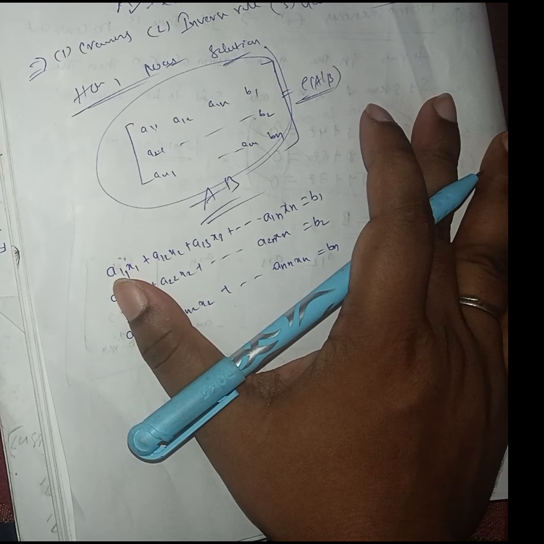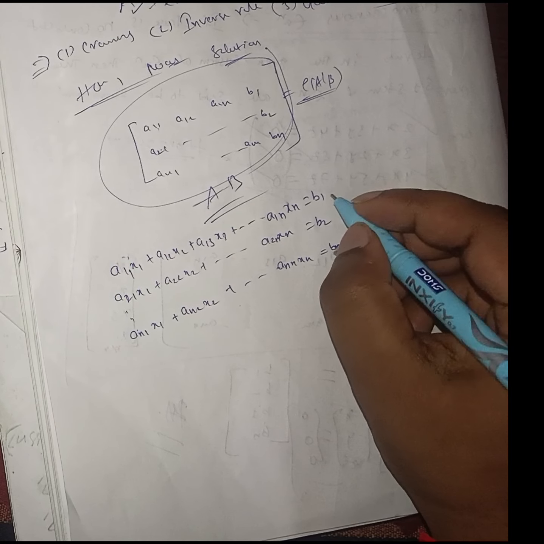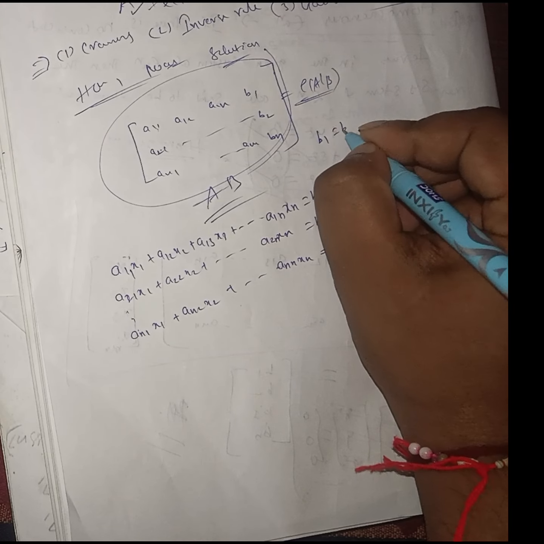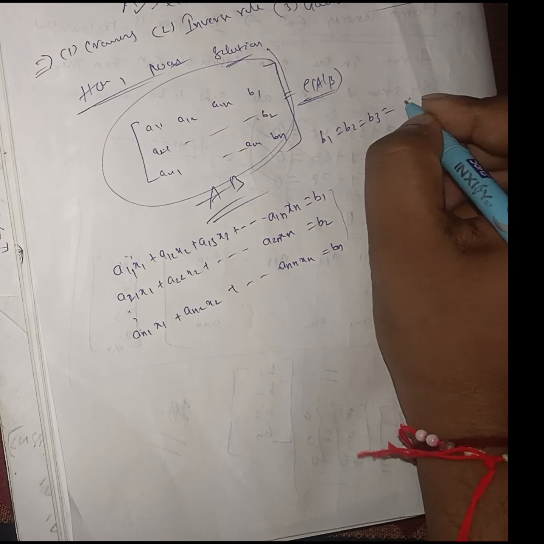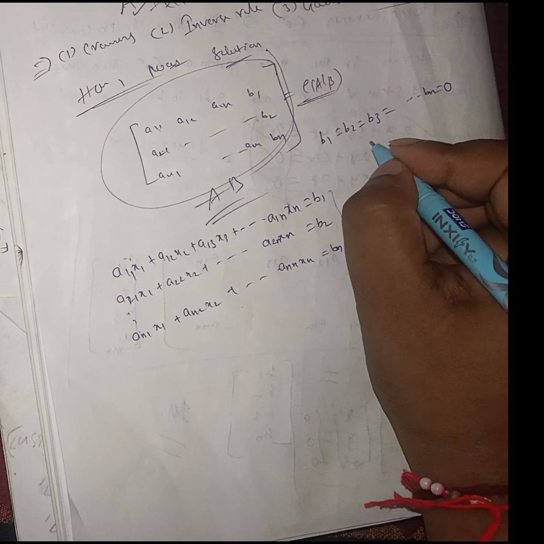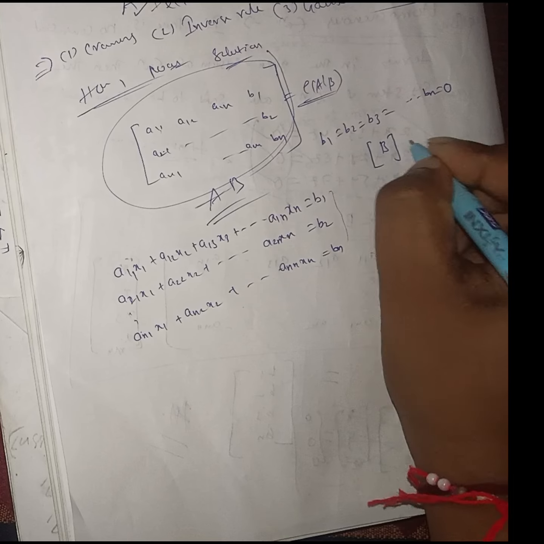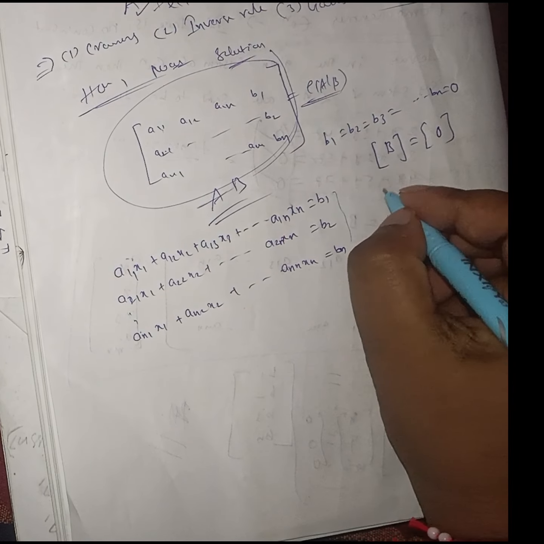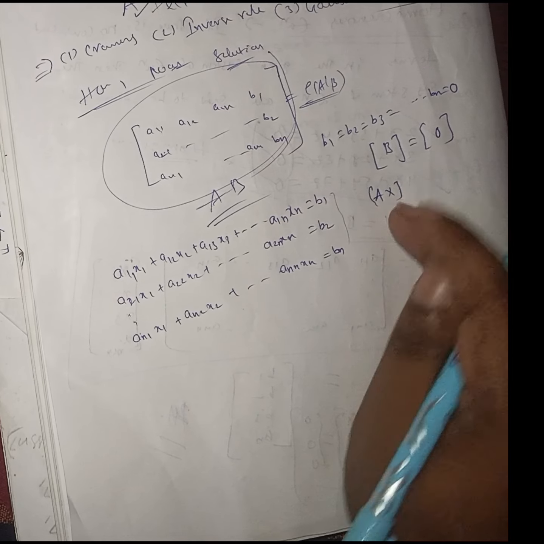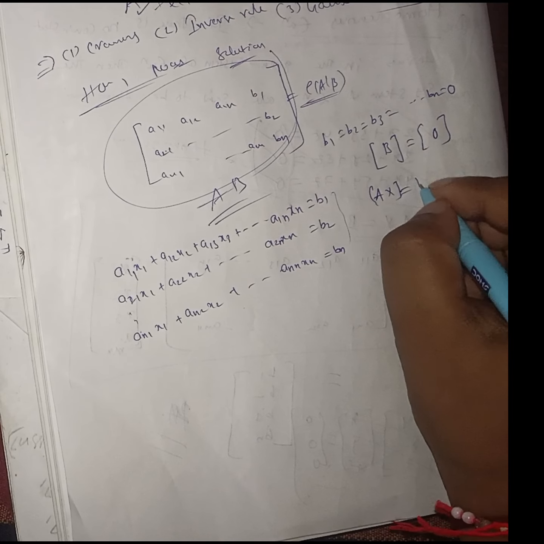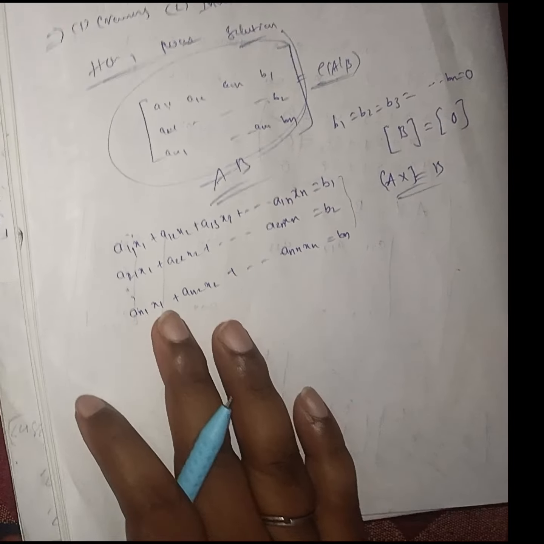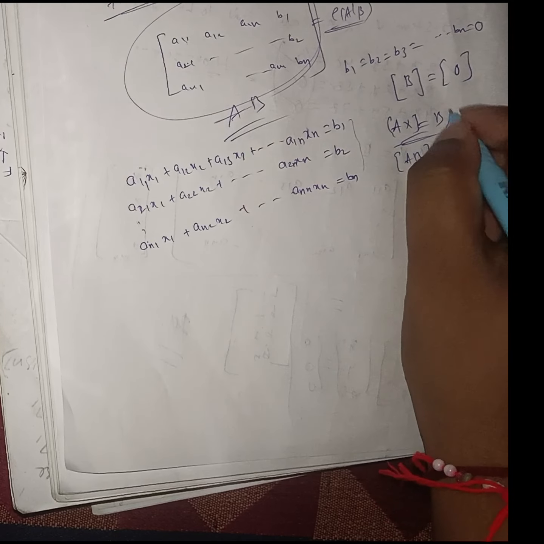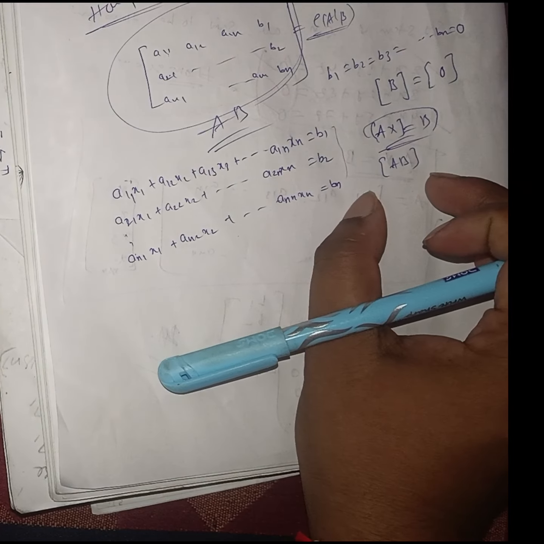So what is a homogeneous equation? As I told you, the constant terms should be 0: b1 equal to 0, b2 equal to 0, b3 equal to 0, and so on, bn equal to 0. So that means the matrix B is equal to 0. What is the augmented matrix? The equation is Ax equal to B, so AB is the augmented matrix.